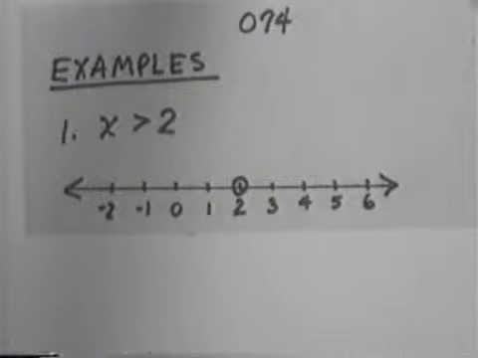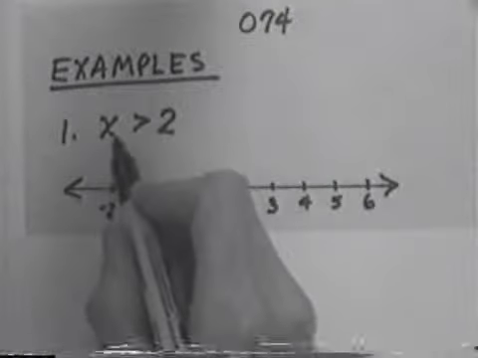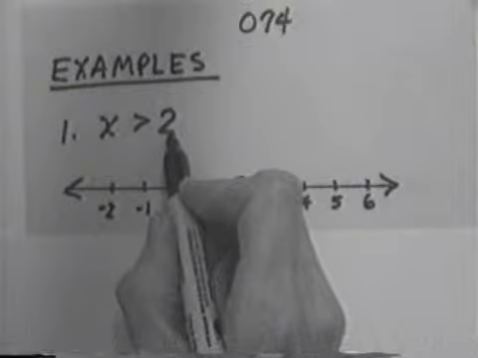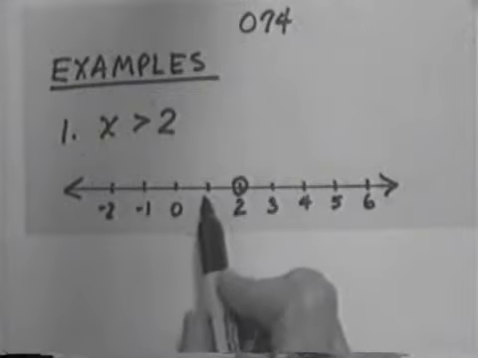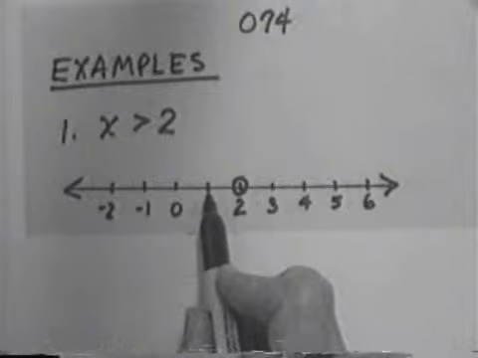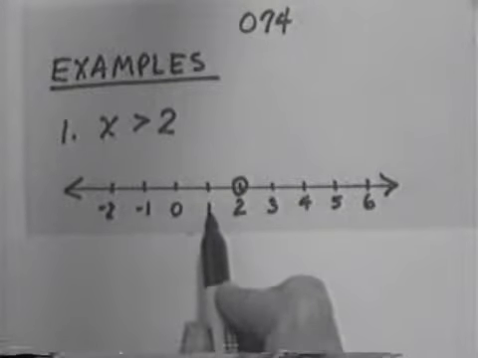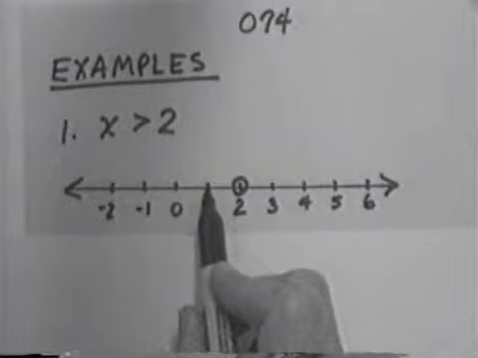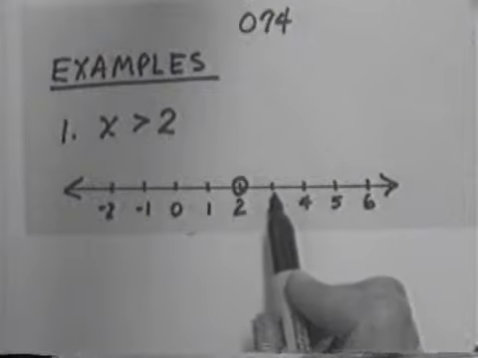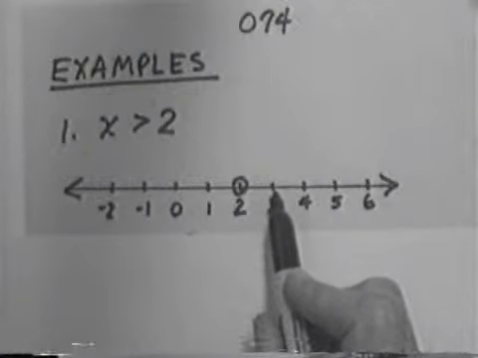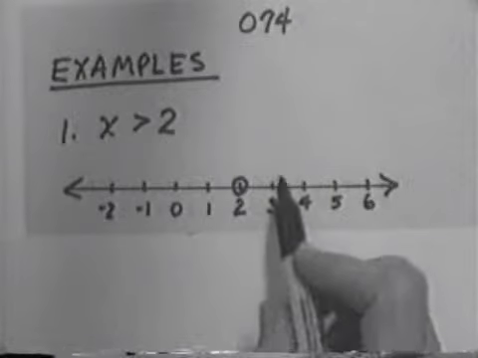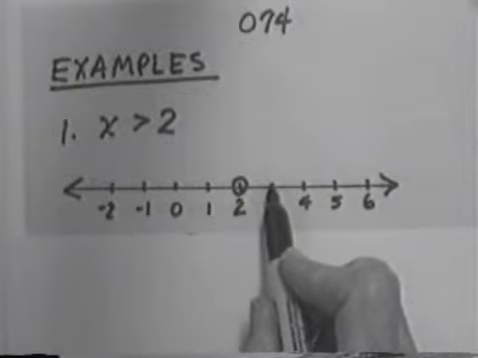Then I must shade all the points on the number line that are included in the solution. I want all the numbers that are greater than 2. So let's try on this side of the number line. 1. 1 is greater than 2? No, that's not true, so I don't include that point. On this side, 3. 3 is greater than 2? Yes, so I must include that point.